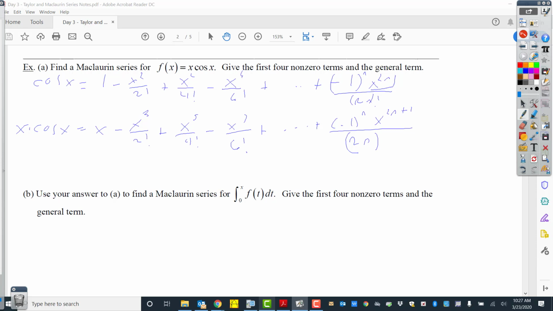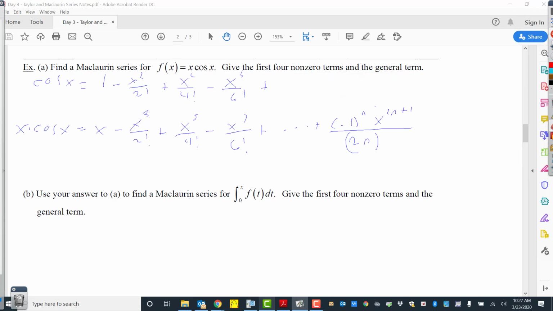We can also take the integral of this now that we have it. So I'm going to go ahead and erase this just so we're not getting confused with what I'm doing.